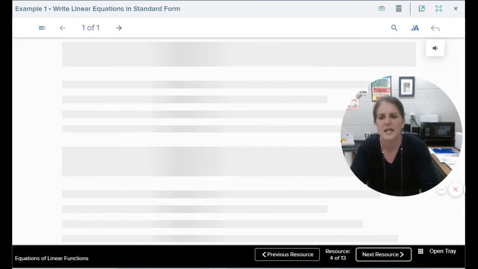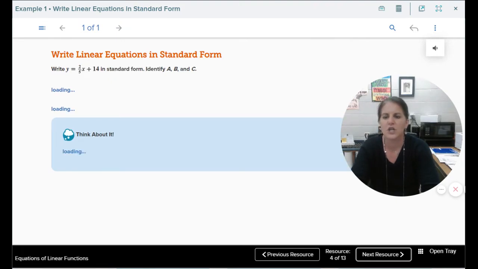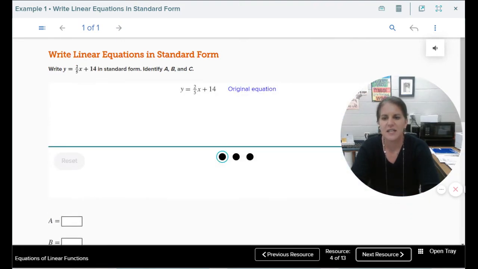It says to write the linear equation in standard form. We've got y equals 2/5 x plus 14. We want that to be in standard form. I can see right now it's in slope-intercept form. I have the slope of the line in front of the x. I've got the y-intercept over here, therefore it's in slope-intercept form.